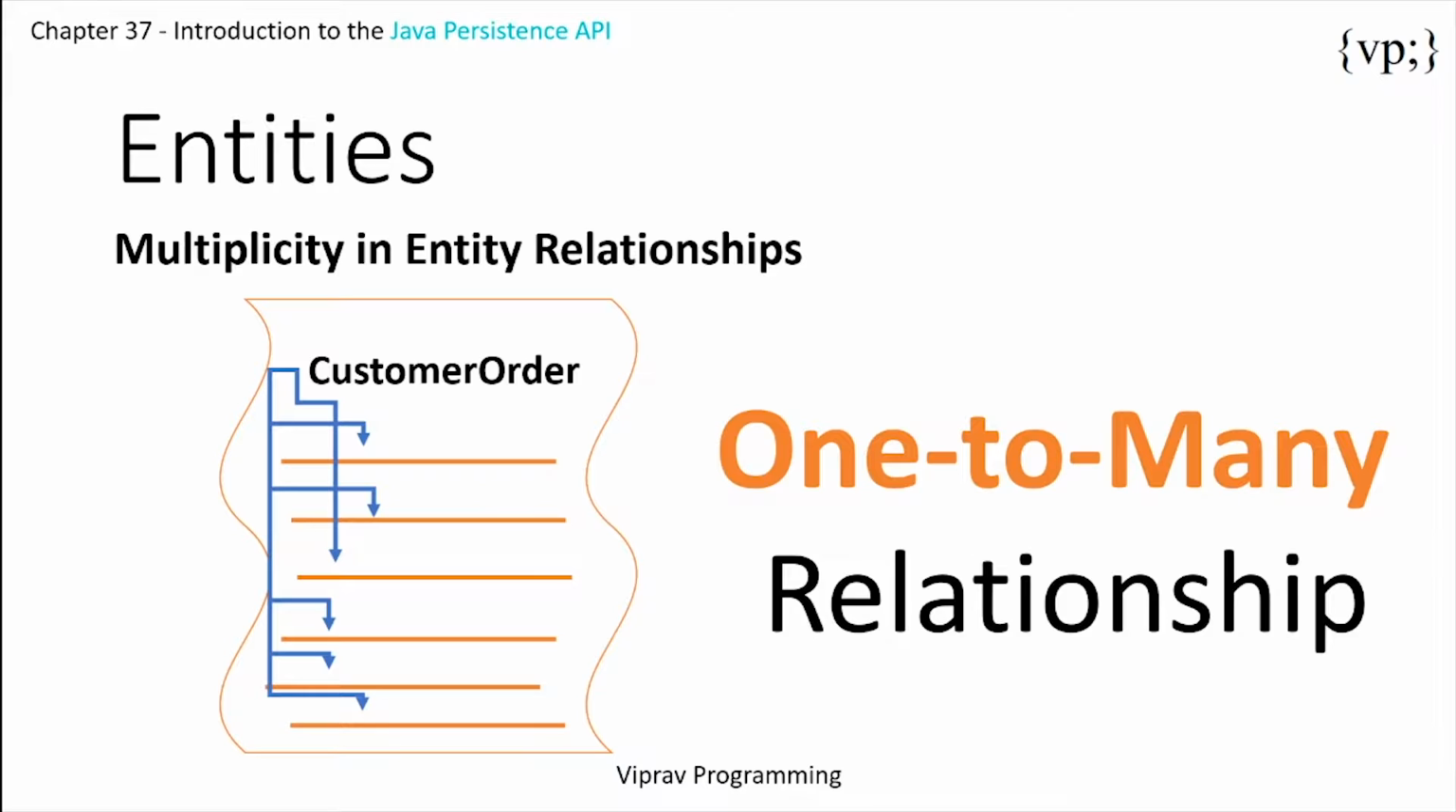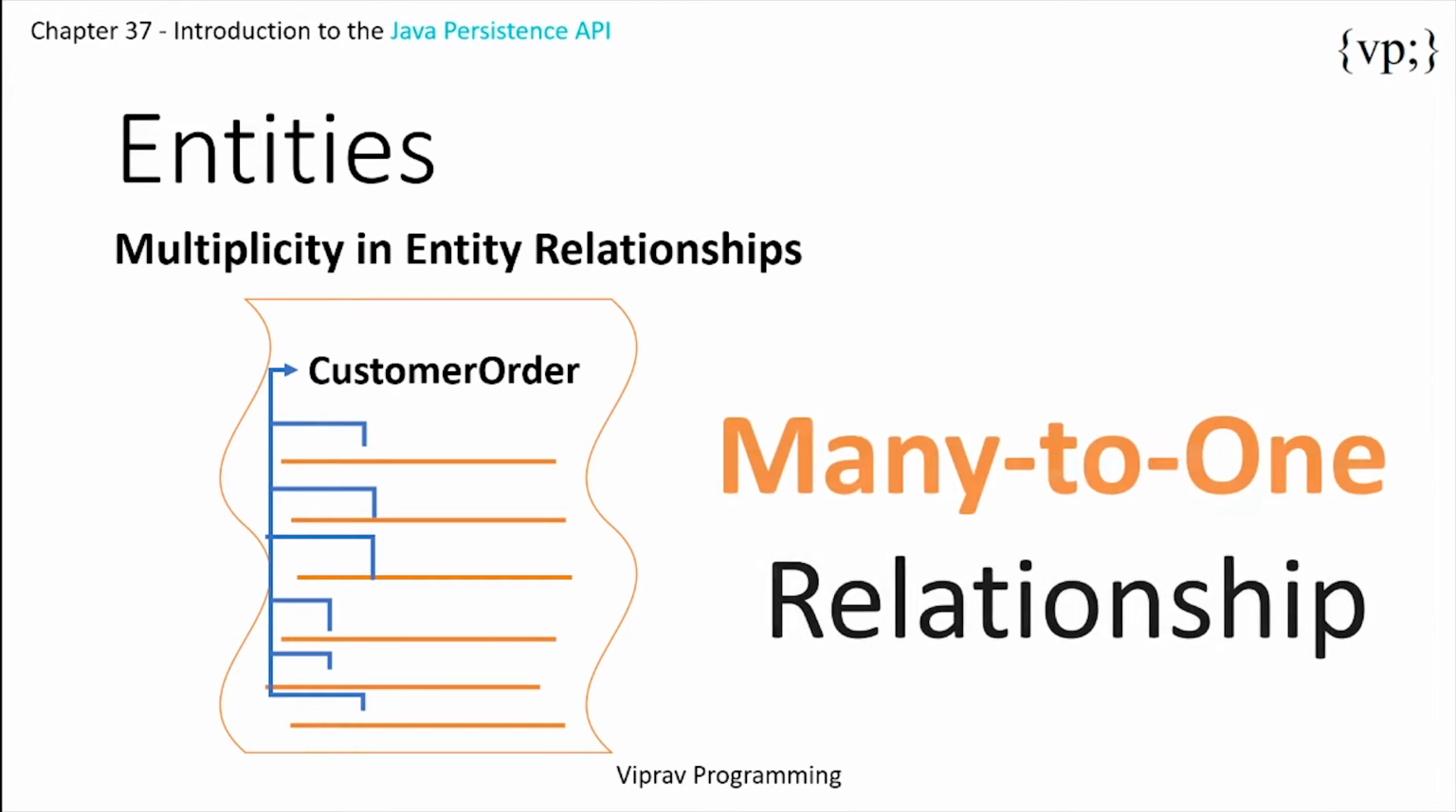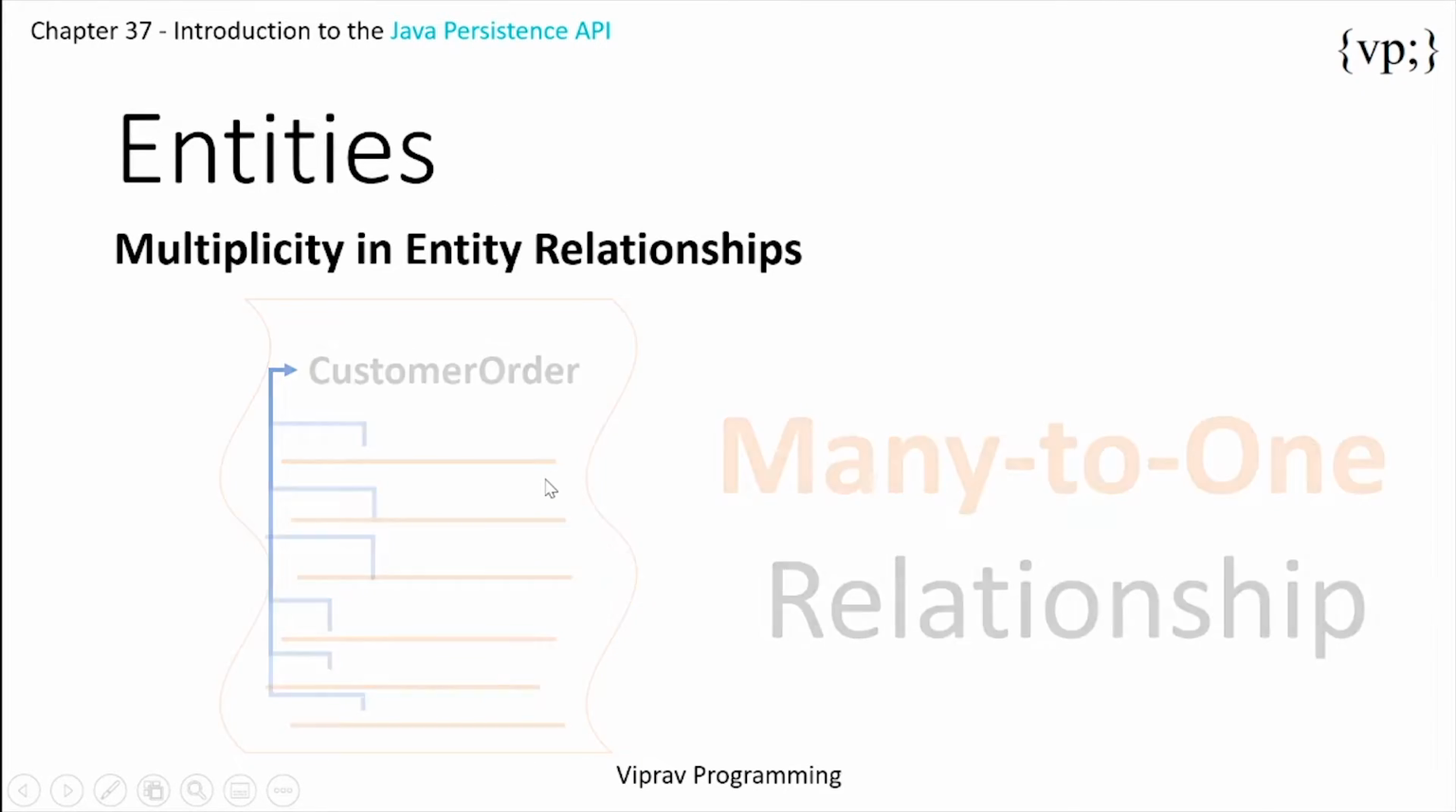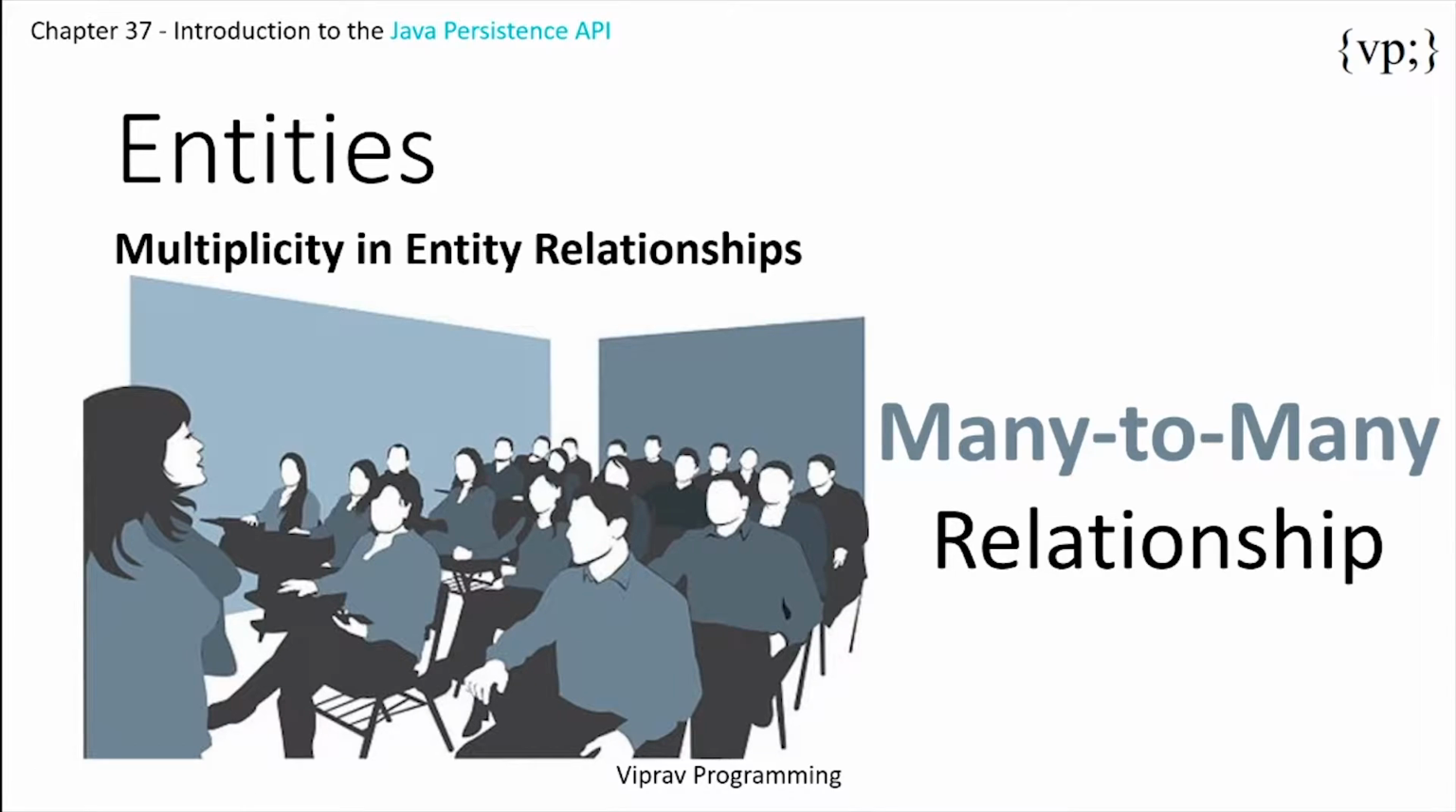In the order application, the customer order would have a one-to-many relationship with line items. And this can be true the other way around. Multiple instances of an entity can be related to a single instance of another entity. This multiplicity is the opposite of the one-to-many relationship. In the example just mentioned, the relationship to customer order from the perspective of line item is many-to-one. Finally, there's the many-to-many relationship.